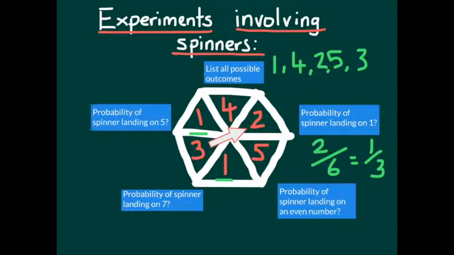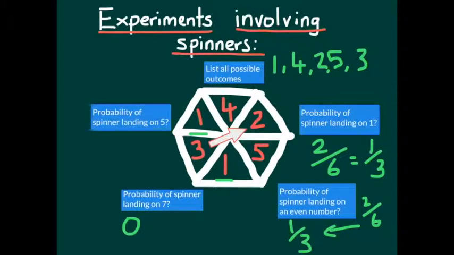What is the probability of the spinner landing on an even number? Well, I can see here that I've got 2 even numbers. That is the 2 and the 4. So we have 2 out of 6 as the probability. In other words, that can be 1 out of 3. What is the probability of the spinner landing on 7? Well, simply put, there is 0 chance. Therefore, we can write 0.